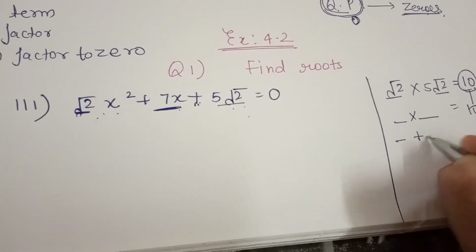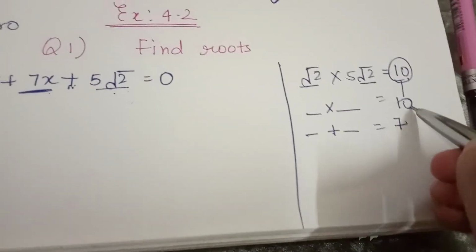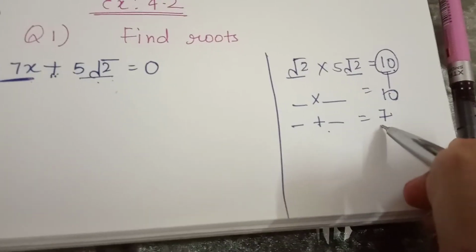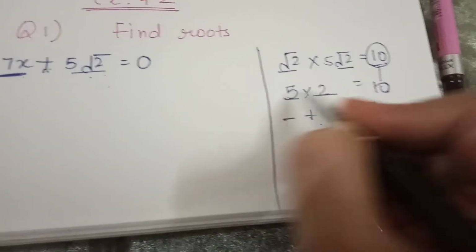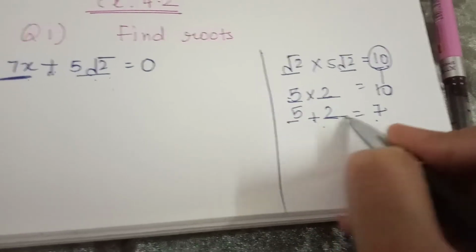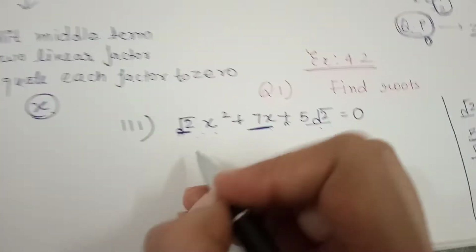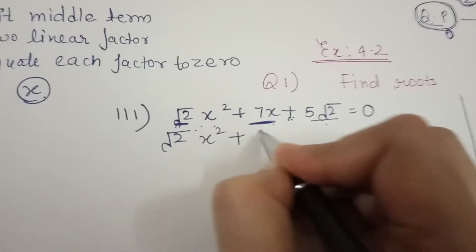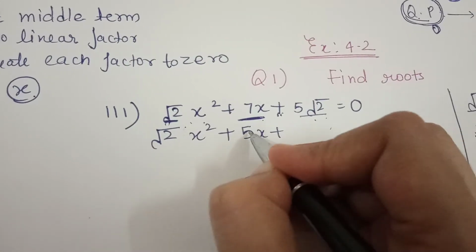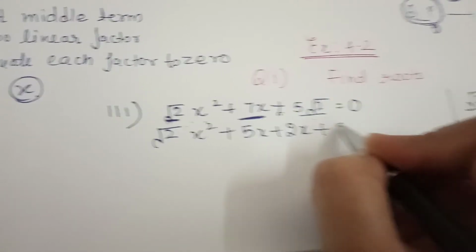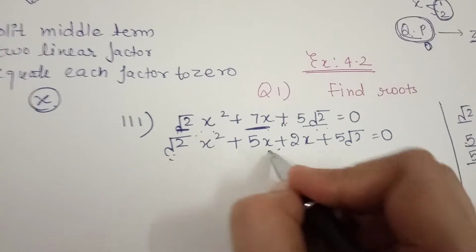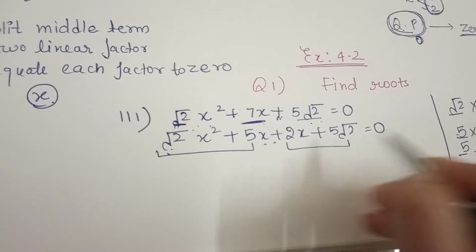It means the addition of these two numbers should be 7. आपको ऐसे दो नंबर चाहिए जिनका मल्टीप्लिकेशन 10 हो और एडिशन 7 हो. So think, I think 5 and 2, because 5 into 2 is 10 and 5 plus 2 is 7. So now start splitting middle term. We got the two numbers, 5x plus 2x plus 5 root 2 equal to 0. Now we will make two pairs after that.